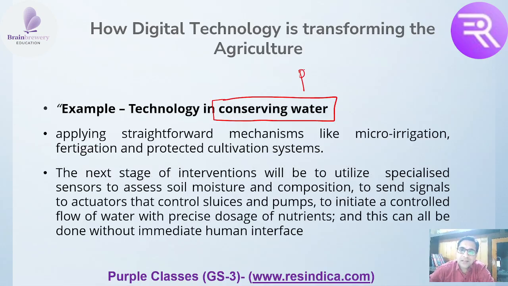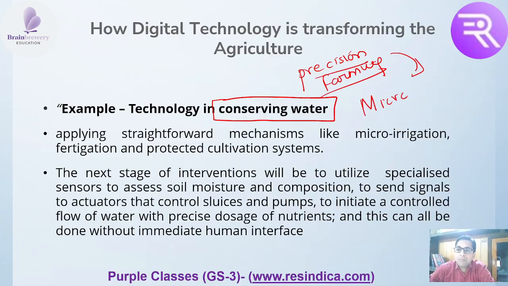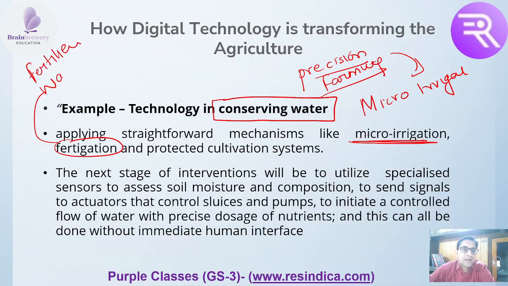Obviously we are utilizing precision farming. Precision farming we do with precision irrigation, or we call it the micro irrigation technique. Micro irrigation techniques we can utilize. Fertigation means how we can provide fertilizer and water optimally. So how we can utilize the various important sensors, how we can assess the soil moisture, how much moisture is in the soil, and what the composition of the soil is.